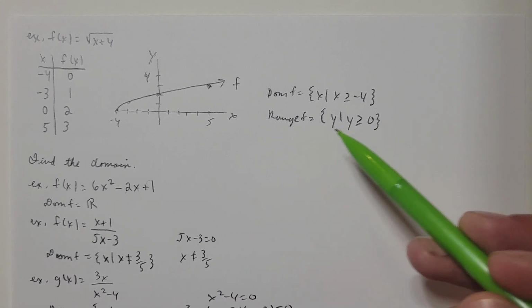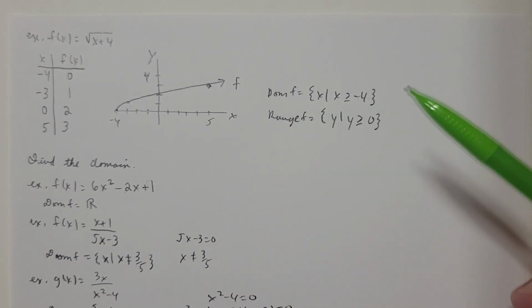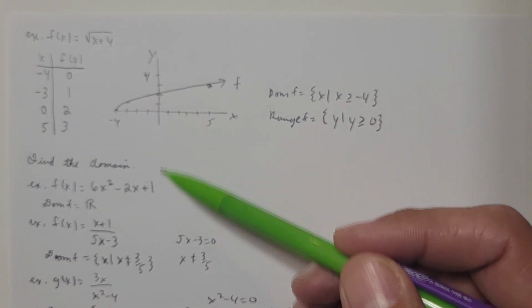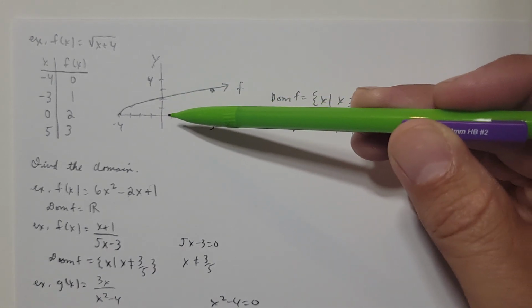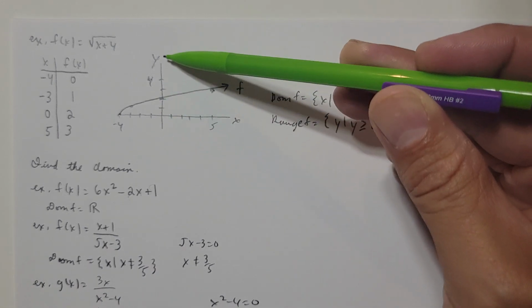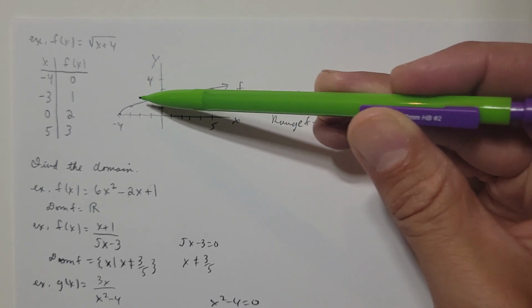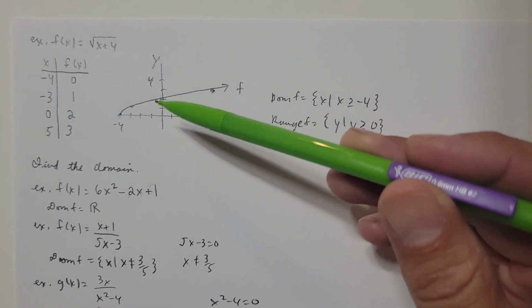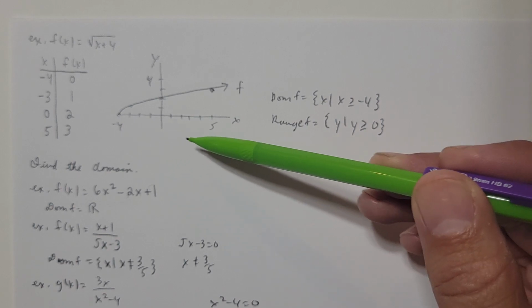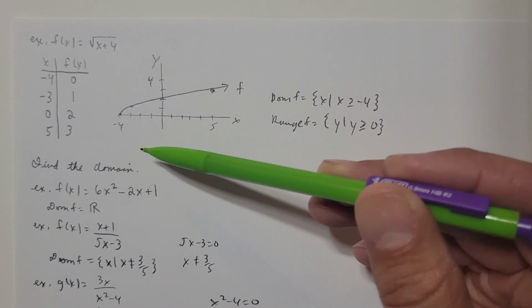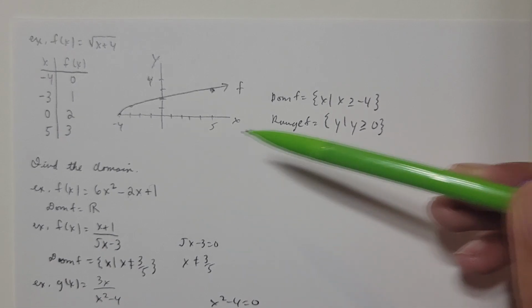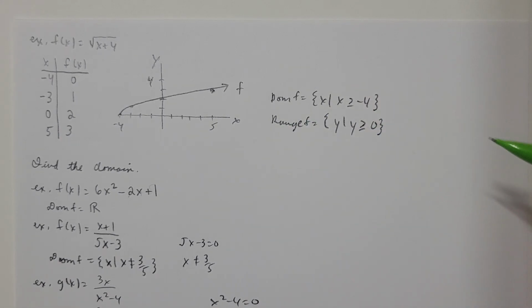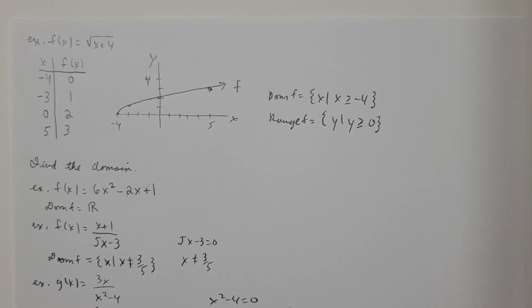The range would be all the y values. Okay, so if I scan the y-axis, look to the left or the right, anywhere that's 0 or bigger, when I look to the left or the right, I'm going to be on the graph. If I'm less than 0, I'm down here in quadrants 3 or 4, and I don't have any graph in quadrants 3 or 4, right? So I'm going to say the set of all y values such that y is greater than or equal to 0.